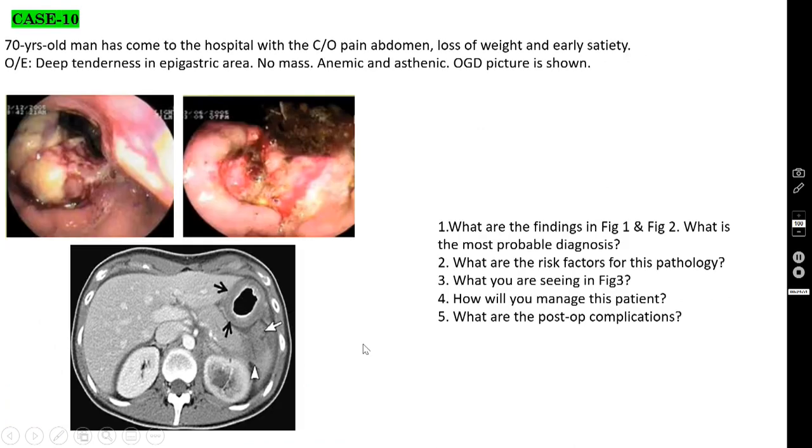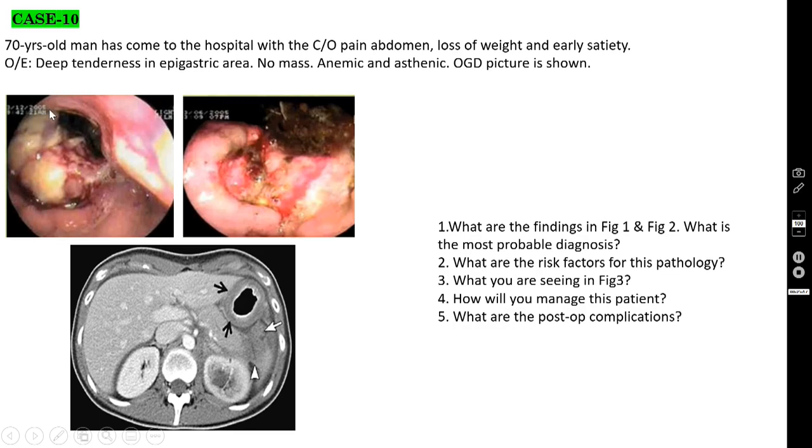Case number 10: this is a 70-year-old man who has come to the hospital with complaints of pain abdomen, loss of weight, and early satiety. On examination, there is deep tenderness in the epigastric area, but there is no mass. The patient is anemic, asthenic, and very cachexic. OGD picture is shown here. What are the findings in figures 1 and 2? What is the most probable diagnosis?